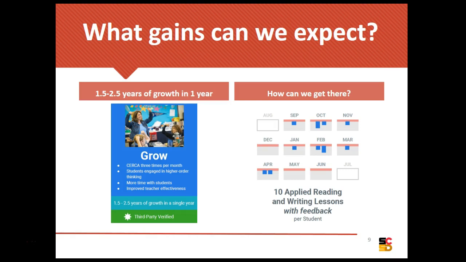A third-party research firm claims that we can see 1.5 to 2.5 years of growth in a year. How do we get that much growth? You would have to do 10 applied reading and writing lessons per student per school year. Here is a calendar that suggests how you would do that.